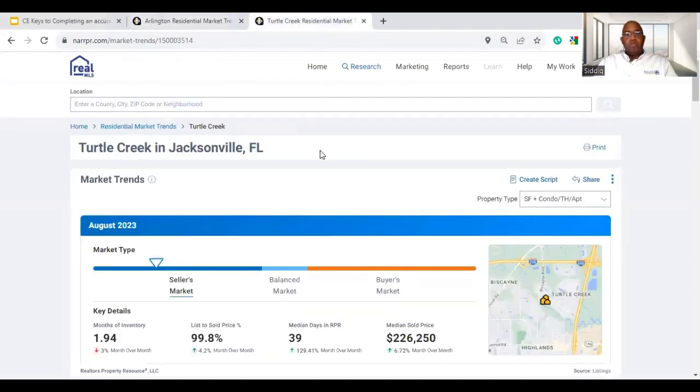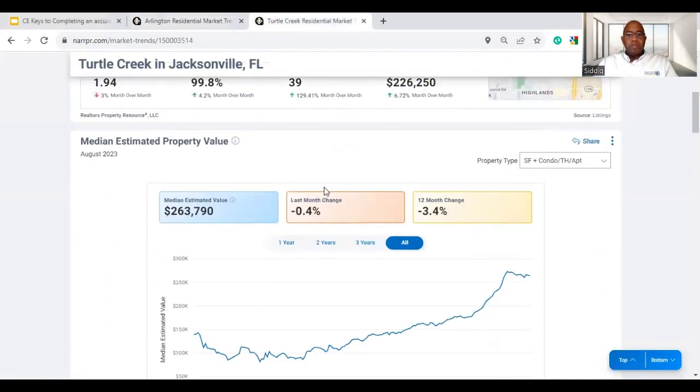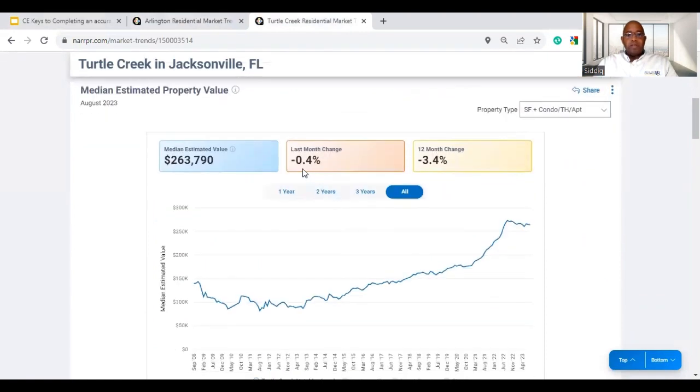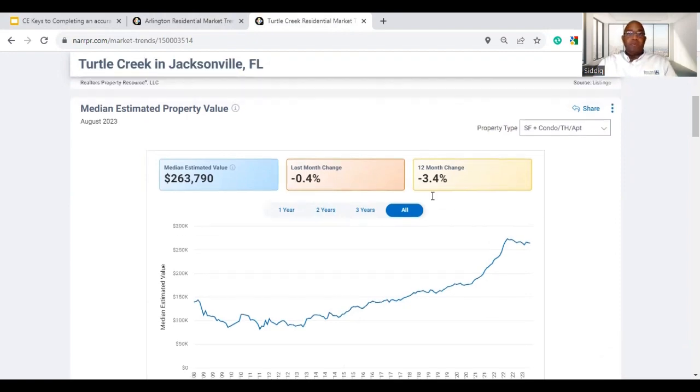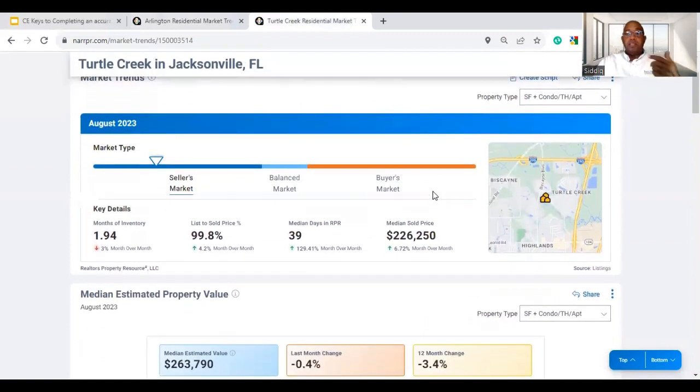Now let's take a look at Turtle Creek neighborhood. The last month change is a negative 0.4%. The change over the last 12 months is a negative 3.4%. Now, keep in mind, this data you can find in RPR for every neighborhood in the nation. So if you have a particular neighborhood you're interested in, you can do exactly everything that I'm showing you here on your RPR platform.